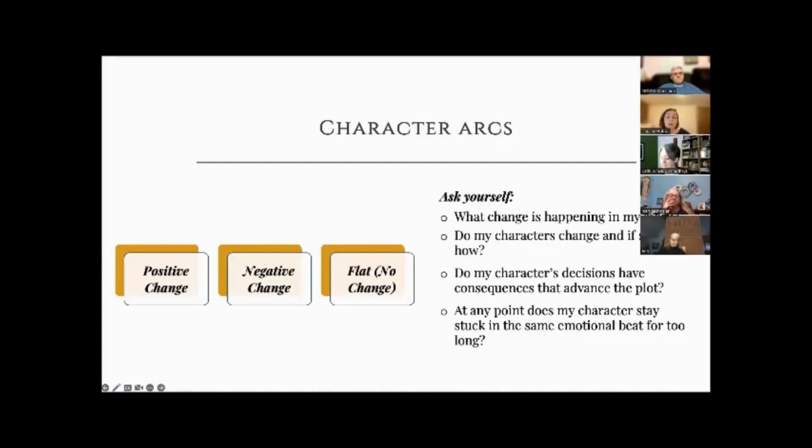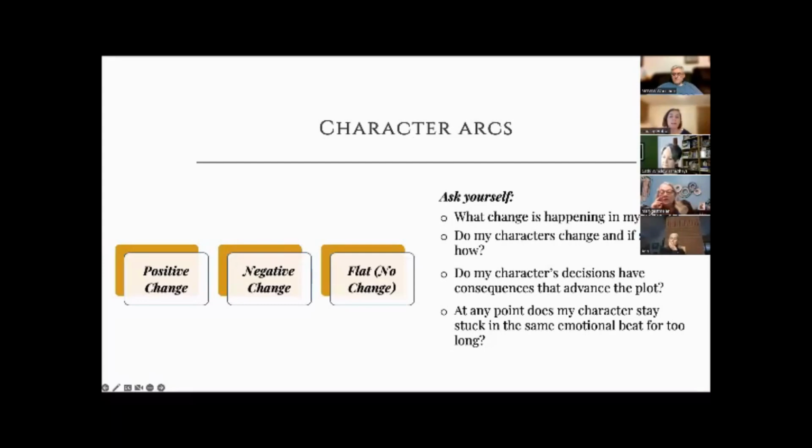Some of the questions you can ask yourself about character arcs are: what change is happening in my story? Do my characters change, and if so, how? Do my characters' decisions have consequences that advance the plot? And at any point, does my character stay stuck in the same emotional beat for too long?